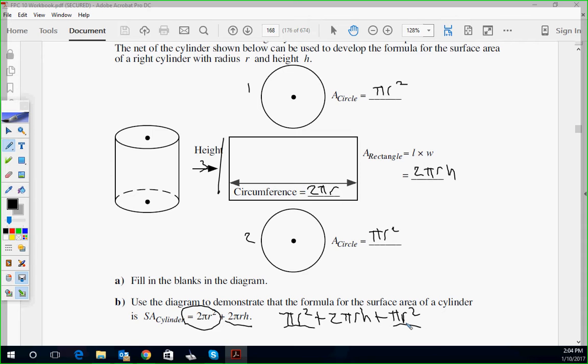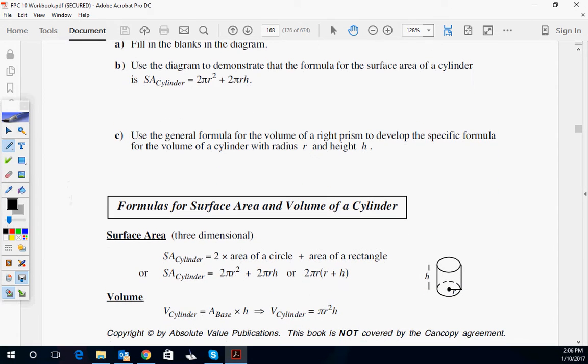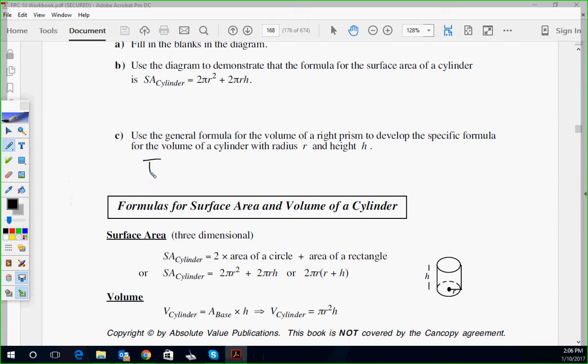Volume is not any different than before. How do we find the volume of the cylinder? Yes, the area of the base times the height. General formula to find the volume is pi r squared, that's the area of the base, times h. Just the area of the circle times the height. And then they have those formulas for you right below. Okay, and we just have some examples and we're done.